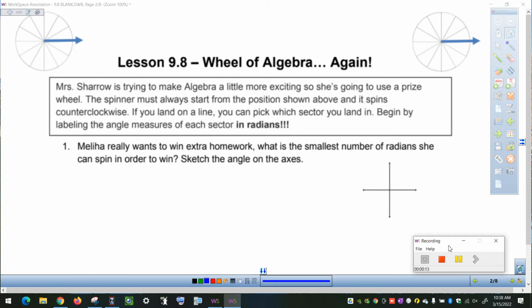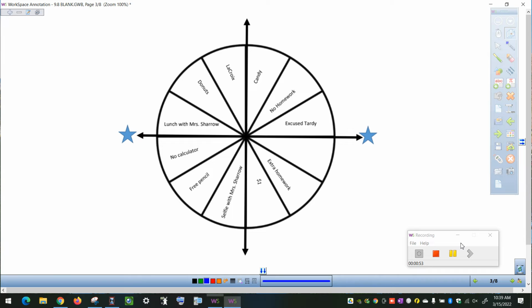So every time the spinner must start in the position shown here above, it needs to spin in the counterclockwise direction, and if it lands on a line, the student can choose the sector on either side of that line to choose their prize. Now we're going to begin today by labeling each angle measure of these sectors in radians.